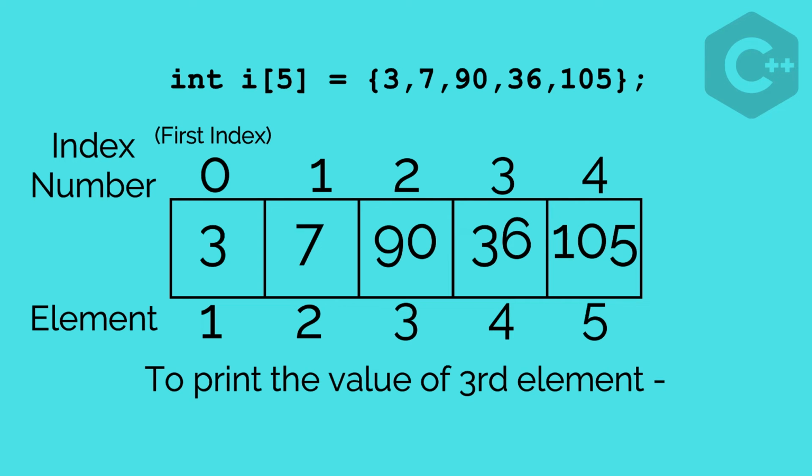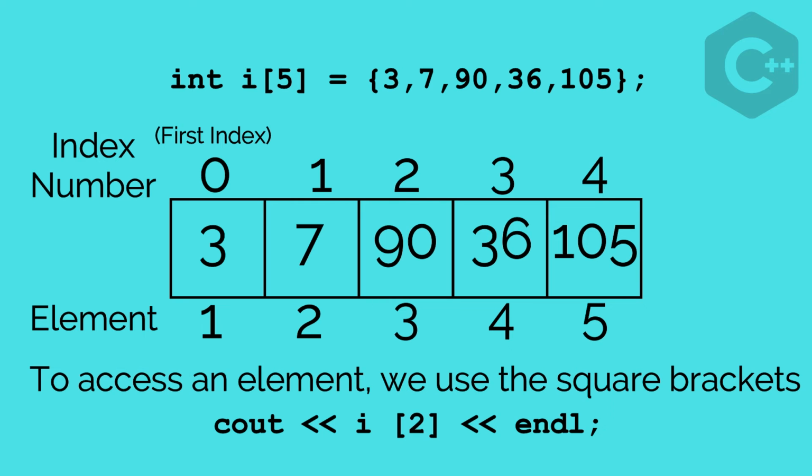Let's say I want to print the value of the third element, then I will say cout, the array name, that is i, and inside the square brackets I will write 2. As you can see here, the index is 2 and the element is the third one. This also means to access an element we use the square brackets.